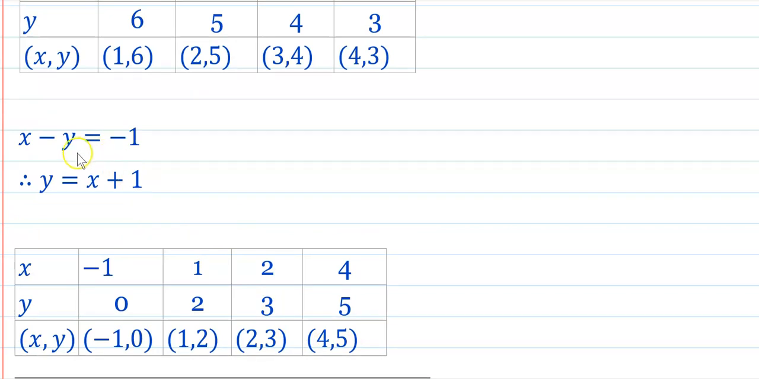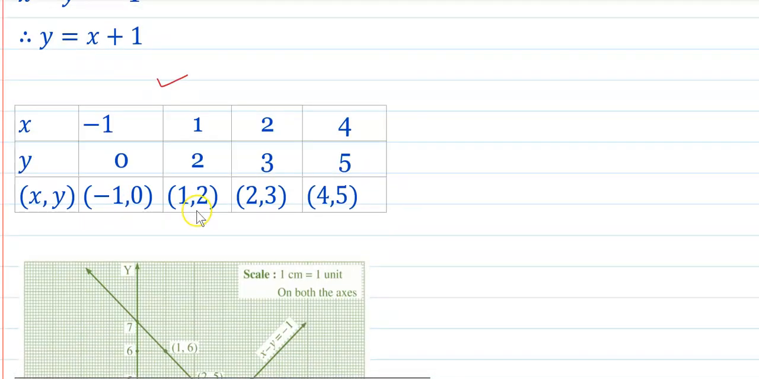Okay. Next equation, x minus y is equals to minus 1. It can be written as y is equals to x plus 1. And therefore, the values. When x is equals to minus 1, minus 1 plus 1, y is 0. When x is equals to 1, 1 plus 1, you will get 2. When x is equals to 2, 2 plus 1, 3. When x is equals to 4, 4 plus 1, 5. These are the points. Okay. Now plot these points on the graph.